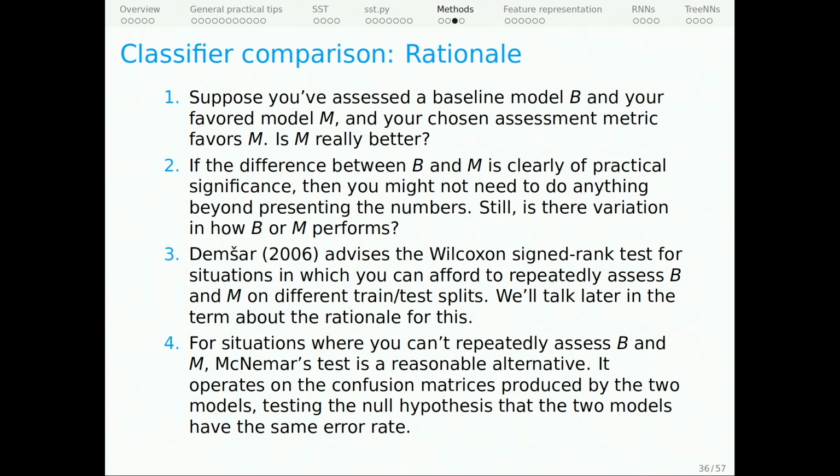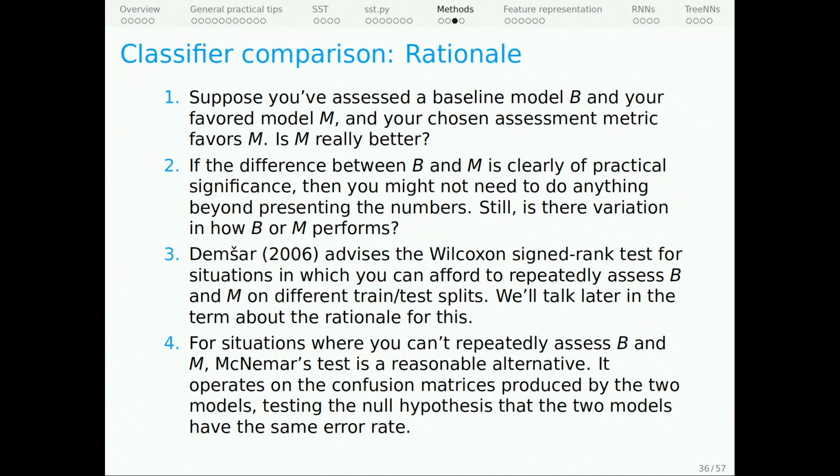That's a deep question. So first of all, if the difference between B and M is clearly of practical significance, like your model is going to save lives and you can show it's going to save 1,000 lives, then maybe you don't need to do a subsequent round of statistical comparison, right? Because maybe it's just clear that we should pick your model. But still, especially in this age of deep learning, you have to ask whether there's variation in how either of those two models performs. Because maybe on one run, you saved 1,000 lives, and in another, actually your baseline model was saving more. So even in the case of practical significance, you might want to do something further.